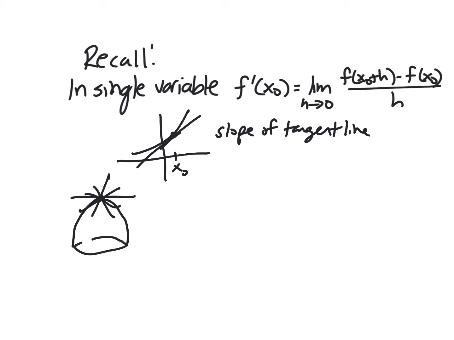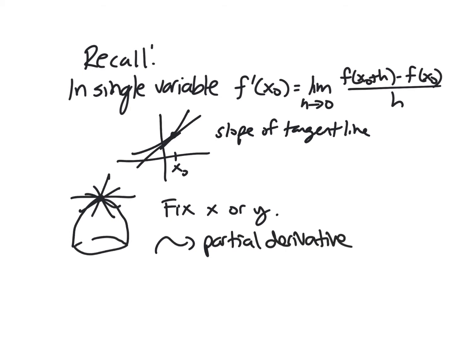Well, the idea is to bring it down to one variable by fixing either x or y. And so this leads to a notion of a partial derivative. Okay, so it's basically either going to be you fix x and look at a change in y, or you fix y and look at a change in x. And so let's go ahead and look at the formal definitions. They're going to look very familiar.